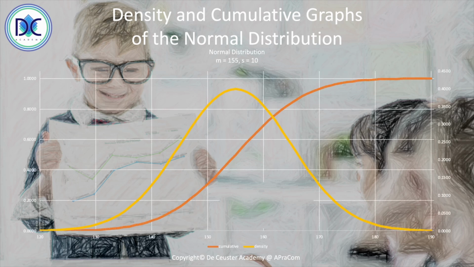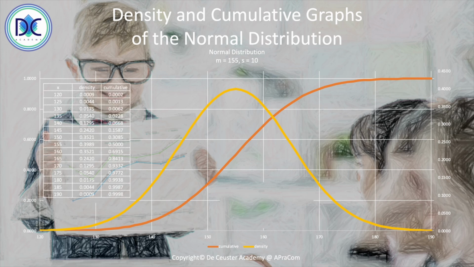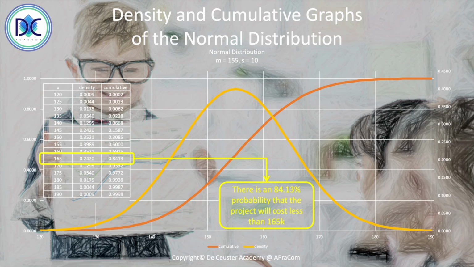Here we see the same distribution that we had before, the distribution with 155 as an average and a standard deviation of 10. So what we can look at is the table here, we have a table for different x values, and we have the value of the density curve and the cumulative curve. Now, when we're looking at the point 165, we see that the cumulative value is 0.8413. It means the cumulative value to the left of 165. To the right is 1 minus this value.